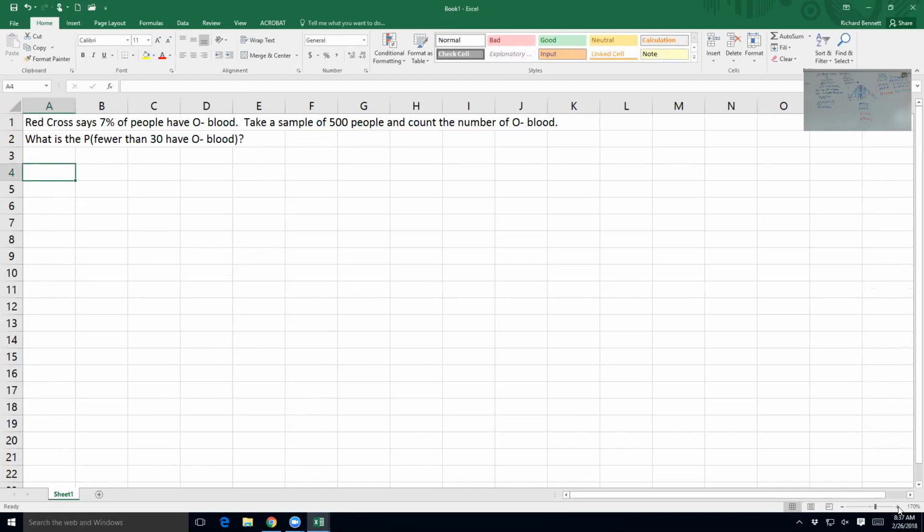Okay. Now, before I gave it to you as a binomial, why is this a binomial distribution? Either you have O negative blood or you don't. Okay. We repeat it a fixed number of times. What are the fixed number of times we're repeating this?